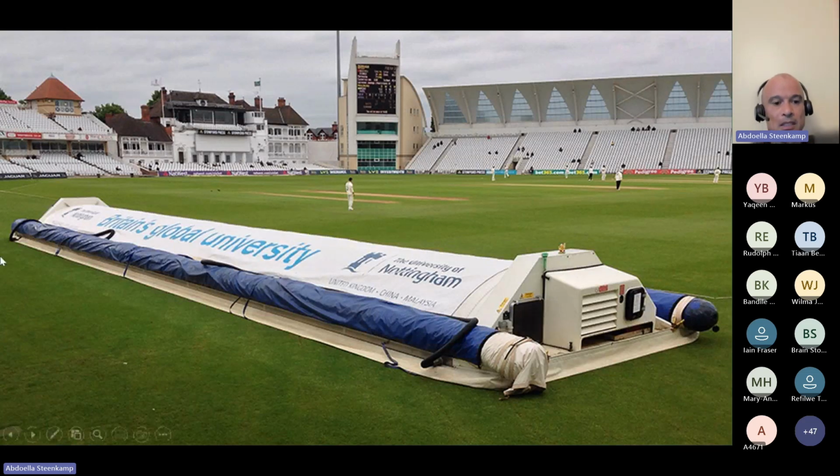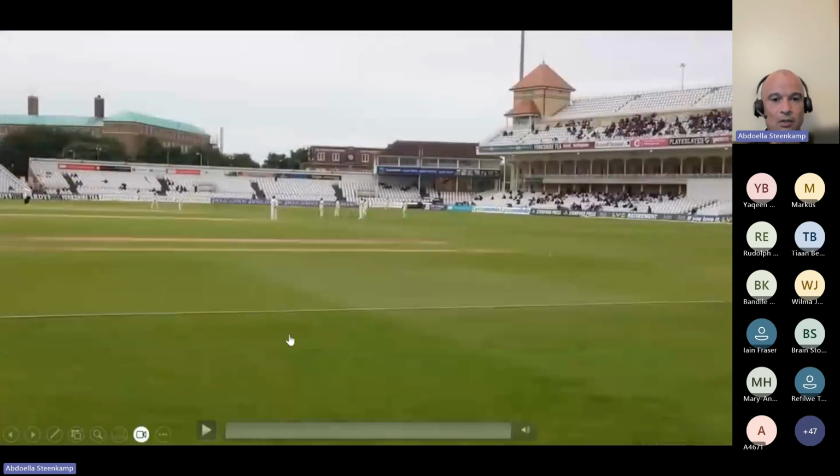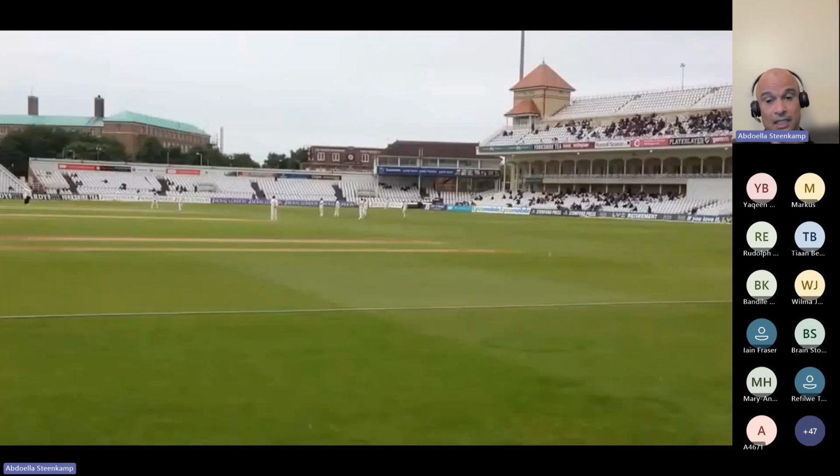I mentioned earlier that different grounds do have different methods of covering the pitch. This is a ground in England, and I'll play you a video and you'll see how they cover their pitches. And we'll see in a later slide a ground in Sri Lanka, and we'll see how they cover their pitches and outfield. Let's have a look at this video.